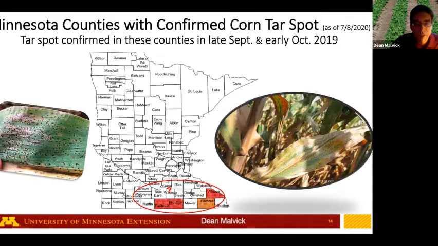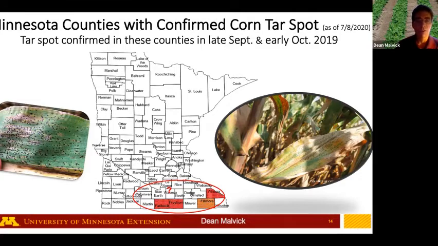Okay, hello everybody. I just want to comment a bit about the Minnesota situation. I think most of you, or many of you know, it's been found in Minnesota now too. We've watched the disease march, so to speak, across the Midwest, finally being found in Minnesota as of late September 2019, and a few more counties in October. So very, very late in the season.